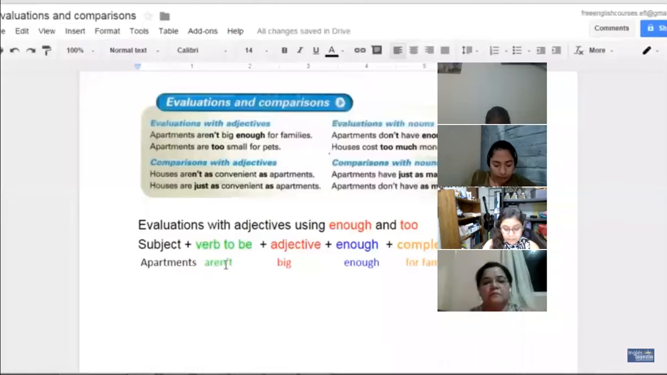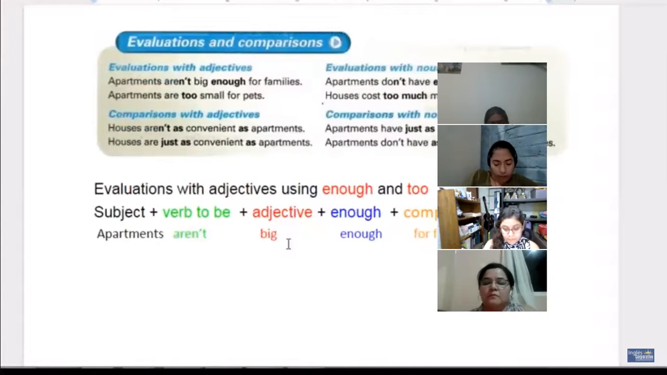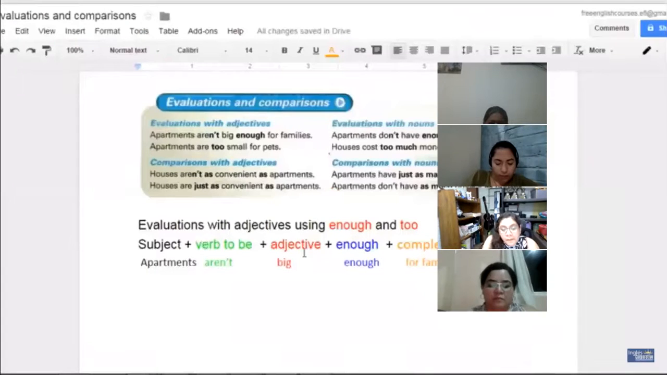Then this is followed by the verb to be. In this case, it happens to be the verb to be in its negative form. After that, we're going to have some sort of adjective, and then it's going to follow the word enough, and then we're going to include some sort of complement, if you will. So if we think about other evaluations that we can say about apartments, either apartments or homes, then we can say the following. I'm going to go ahead and copy this because the next evaluation is going to be quite similar.